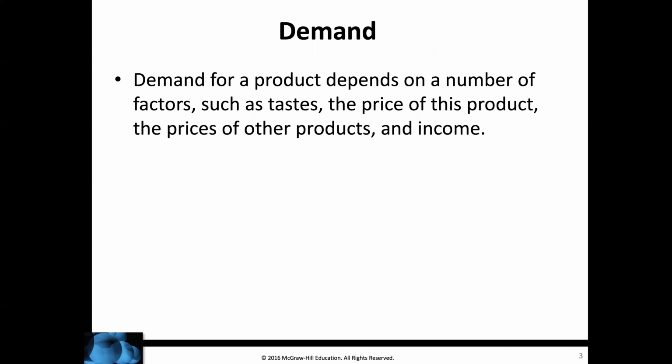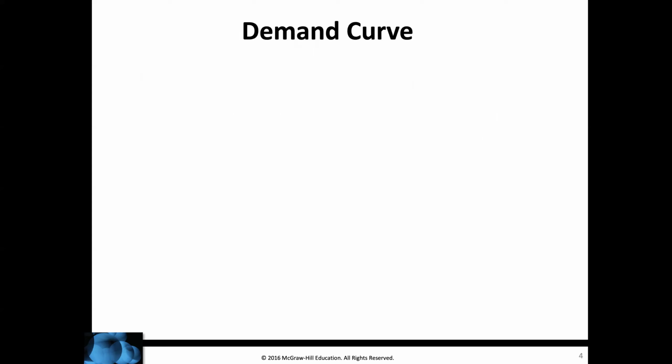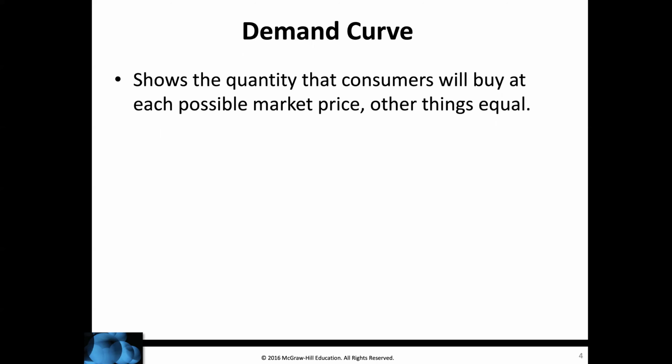So let's start first by looking at just some basics of economics. You'll remember supply and demand. Well, let's first talk about demand. Demand for a product depends on a number of factors, such as tastes, the price of this product, the price of other products, as well as income. So there are charts, graphs that we will look at where it'll show the quantity that consumers will buy at each possible market price, other things being equal.